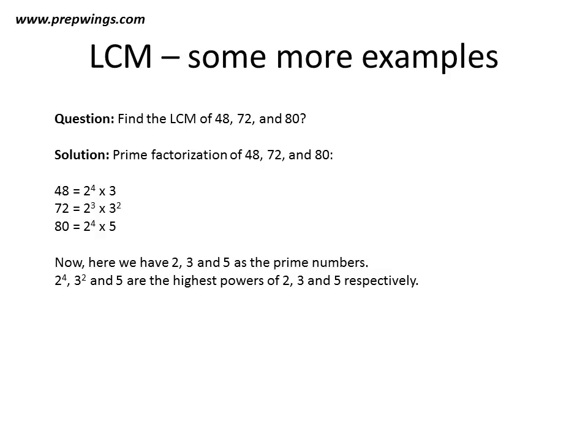Now here we have 2, 3 and 5 as the three prime numbers involved. And if you look at 2, it has a highest power of 4 which is 2 raised to power 4. 3 has a highest power of 2 which is 3 raised to power 2. And 5 has a highest power of 1 which is 5 itself. Okay, so 2 raised to power 4, 3 raised to power 2 and 5 are the highest powers of 2, 3 and 5. Thus the LCM is, we multiply all these numbers. So 2 raised to power 4 into 3 square into 5. That gives us 720 as the answer.